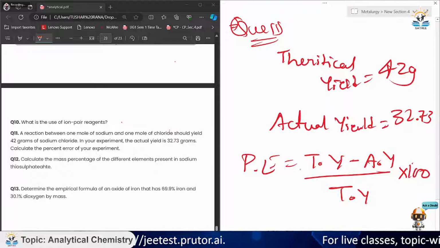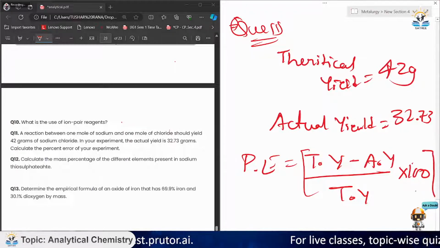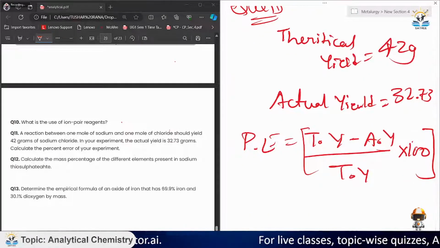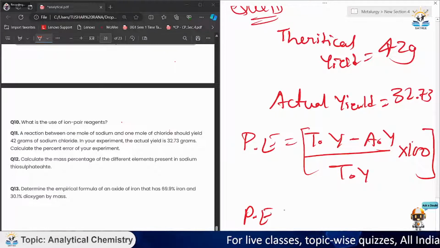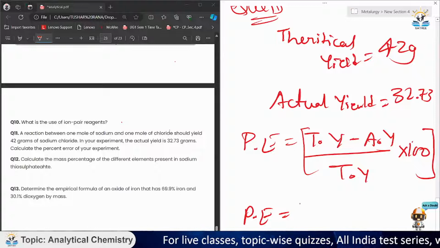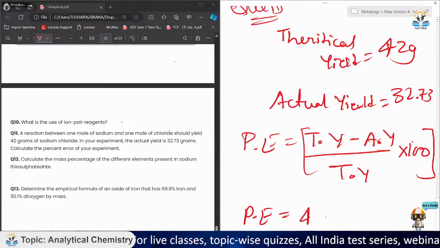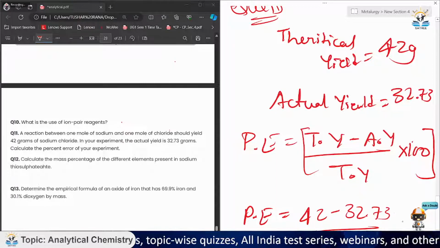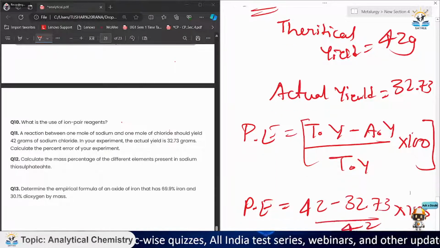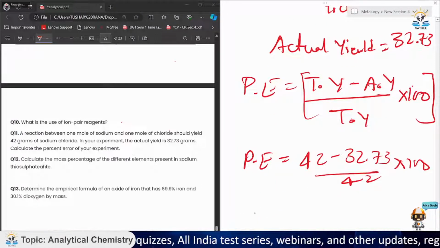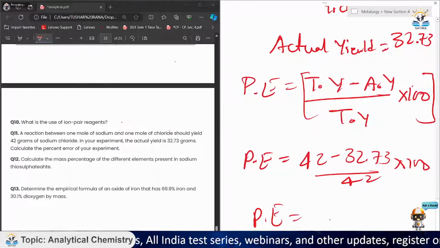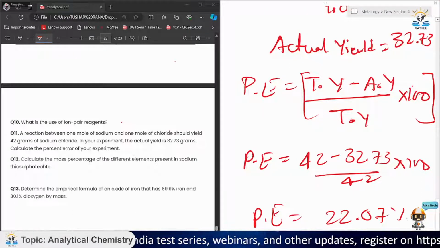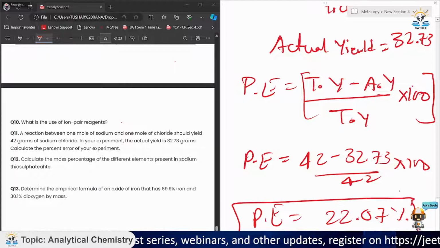Okay, this formula I think you have seen in the mole concept too. If not, just write it down wherever you make your short notes. Okay, now what is that? 42 minus 32.73 divided by 42 into 100. Simple calculation. Okay, so the percentage error is approximately 22.07 percent.